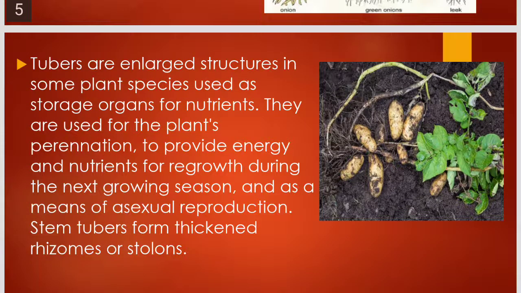For example, tubers. A tuber example is potatoes. Now what happens here? Tubers are enlarged structures in some plant species, acting as storage organs for nutrients. So here the stems are the storage organs in bulbs, onion, and in tubers, potato. They are used for the plant's perennation to provide energy and nutrients for growth during the next growing season and as a means of asexual reproduction. Stem tubers form thickened rhizomes or stolons also. Now you can see the example of rhizome and stolon.